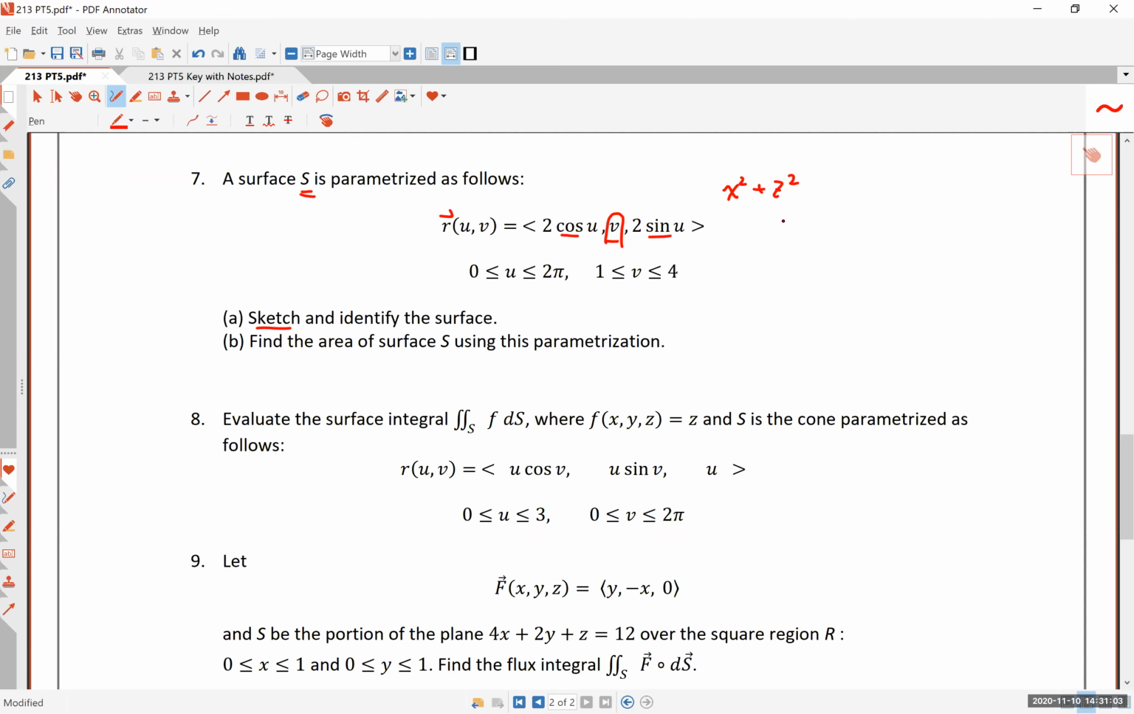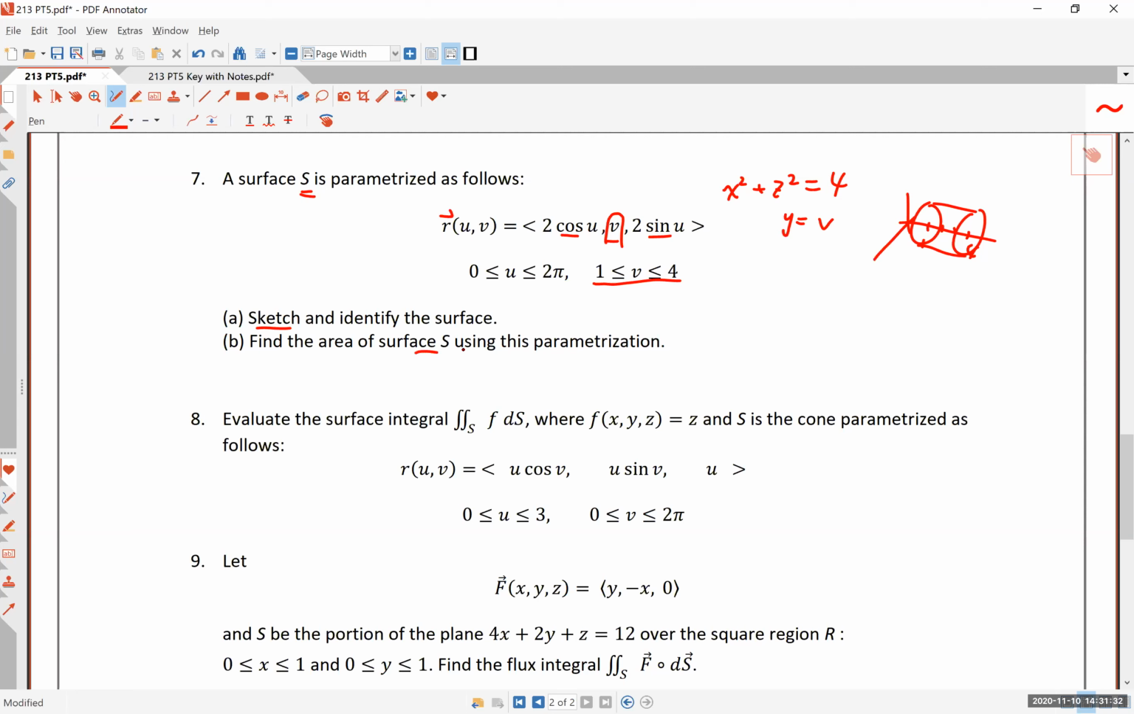So y is equal to v. That's independent. So y must go from 1 to 4. That's all you have. And then the other one, you can tell this is 4 cosine squared plus 4 sine squared, and that's 4. And so that must be a circle here. And since y is independent, it has to be a circular cylinder. All right, and I will show you what it looks like in a little more detail.